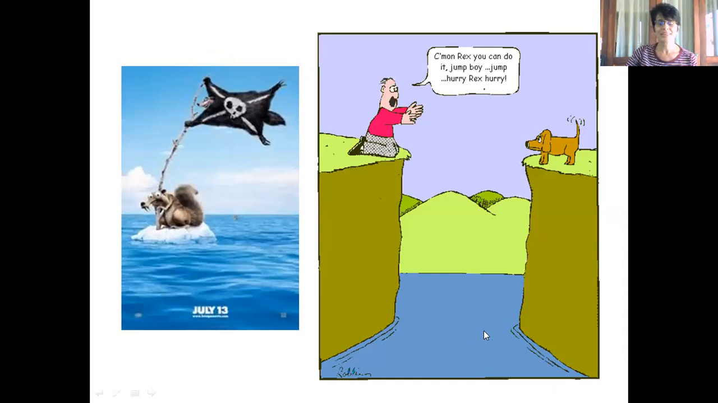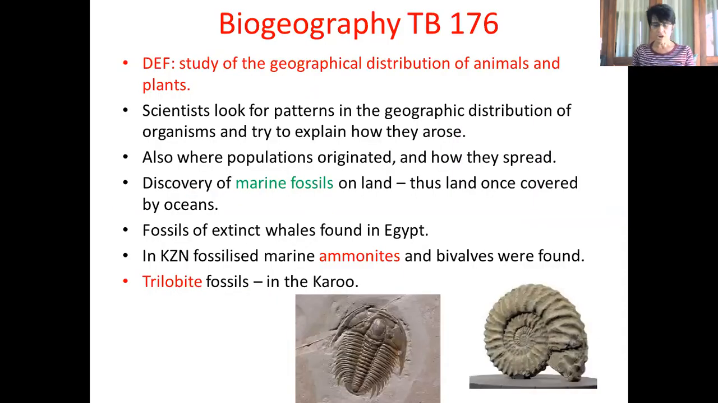Obviously you know that continental drift happens very slowly, over millions of years. It's really difficult to comprehend. All right, so on page 176 there's a little section on biogeography. That makes sense: bio, the distribution of organisms, of animals and plants on land. It's the geographical distribution of animals and plants. So that's what scientists look at.